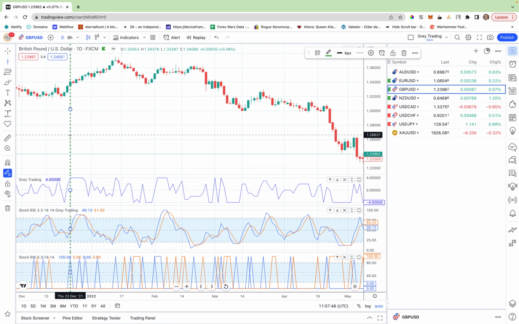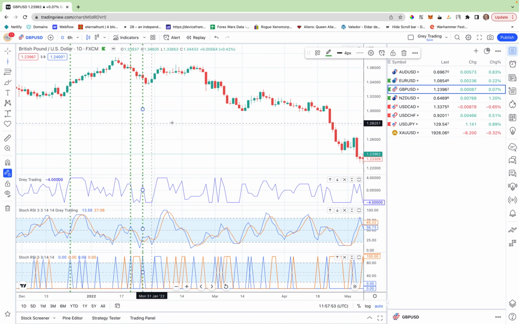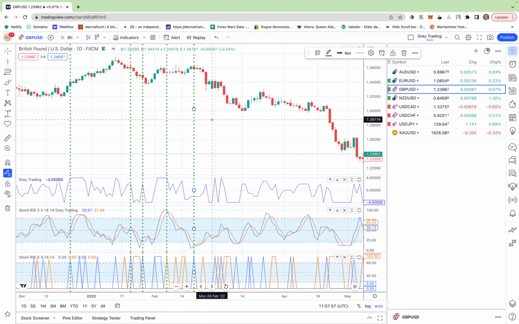So I'm going to do all the buys first. I'm going to put a blue line every time a blue impulse appears after an orange impulse. So if there are two impulses in a row in blue, I only do the first one.